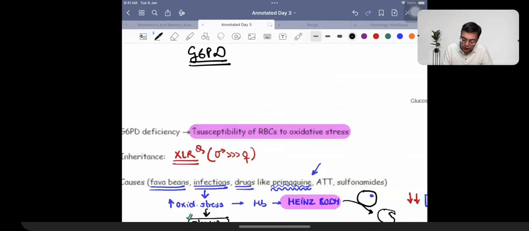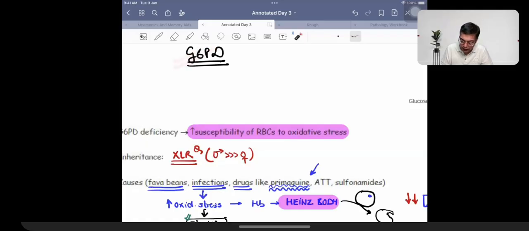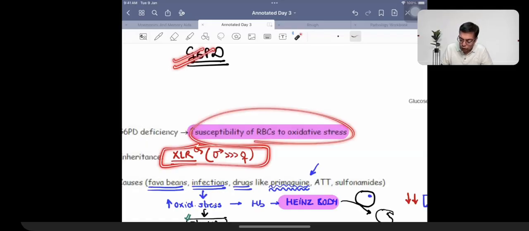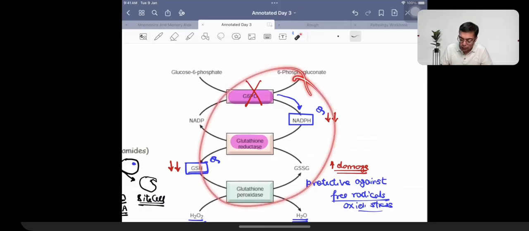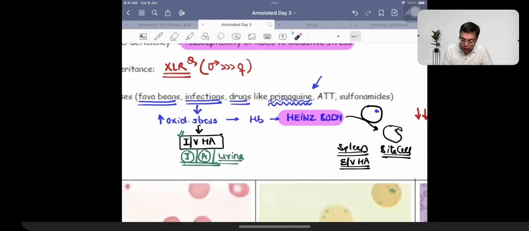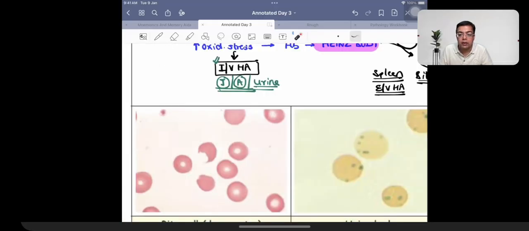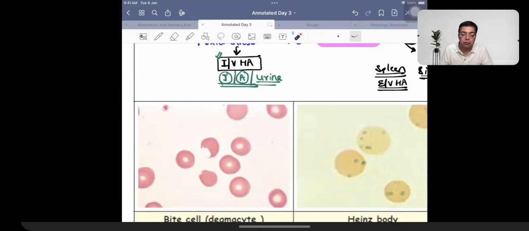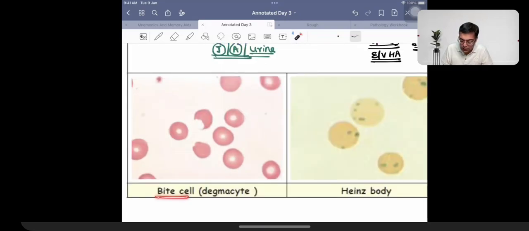Mode of inheritance of G6PD deficiency has been asked in the exam. X-linked recessive. The flowchart is important. This was an I&I question. Remember the fact, what is responsible for the trouble of the patient? Intake of fava beans, infections, or drugs like primaquine, ATT, sulfonamide, and splenomegaly, yes. And the patients have a peripheral smear finding associated with the term bite cell, also called degmacyte. Bite cell. Degmacyte. The dog has bitten it, but this is not actually a dog, this is the splenic macrophage.